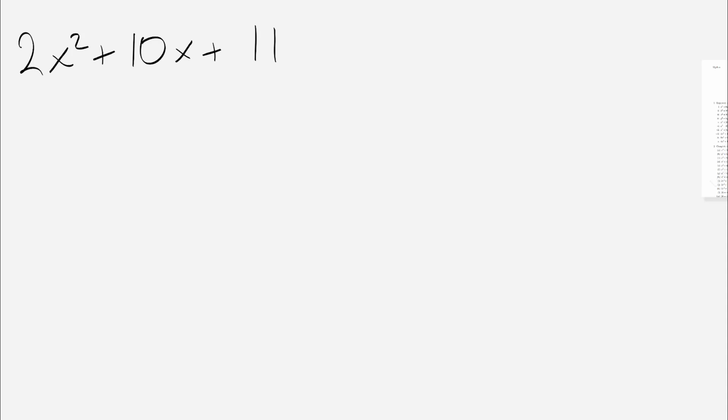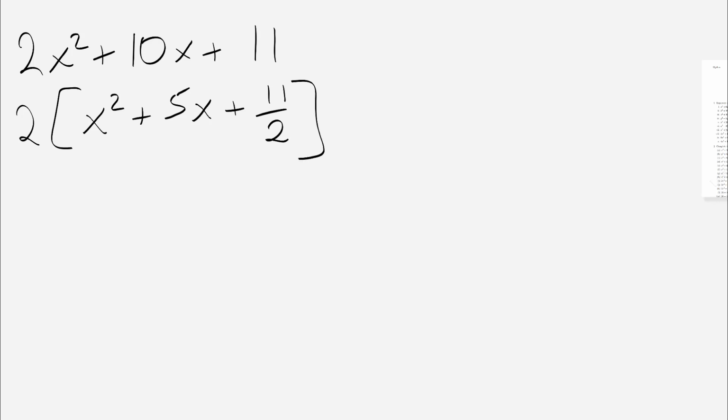So I'm going to factorize out the 2, and then in the bracket, I'm going to have x squared plus 5x plus 11 over 2. So I factorized out the 2, and now all I have to do is just complete the square on what you have in the bracket, and the method for this is the exact same. The numbers may not be as nice, but the method is the exact same. So let's get started on it.